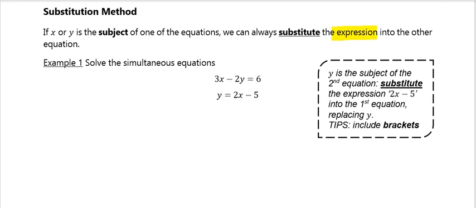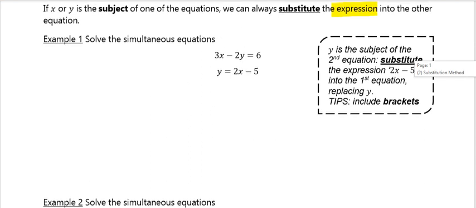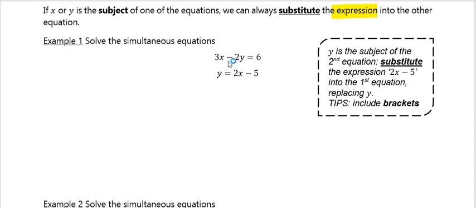Now, what do I mean by substituting an expression? You'll see here in example 1, when you have the simultaneous equations 3x minus 2y equals 6 and y equals 2x minus 5. In the second equation, y is equal to 2x minus 5, and y is the subject, right? So you can substitute the expression 2x minus 5 into the first equation. You replace y by it.